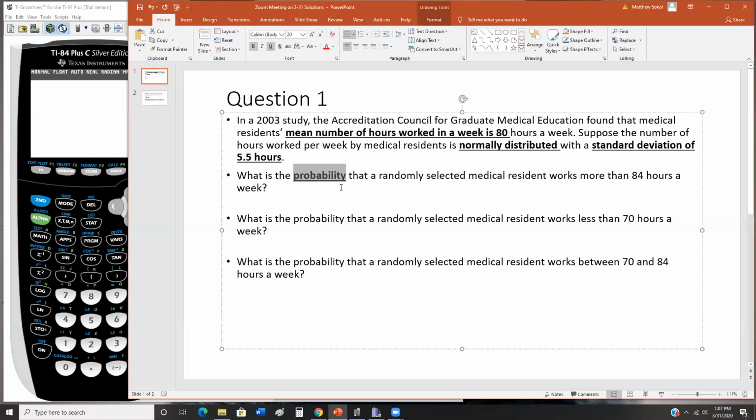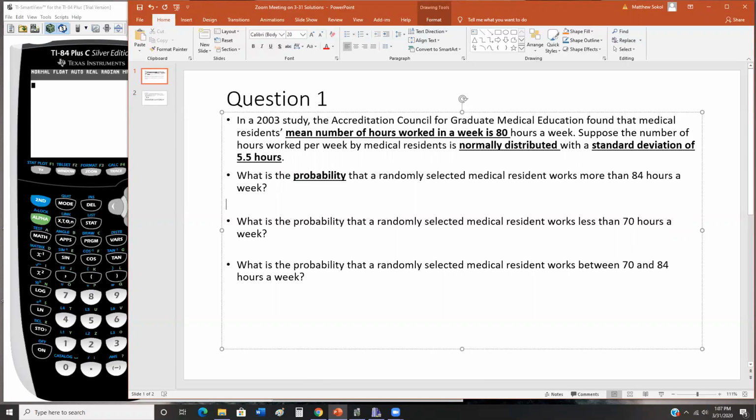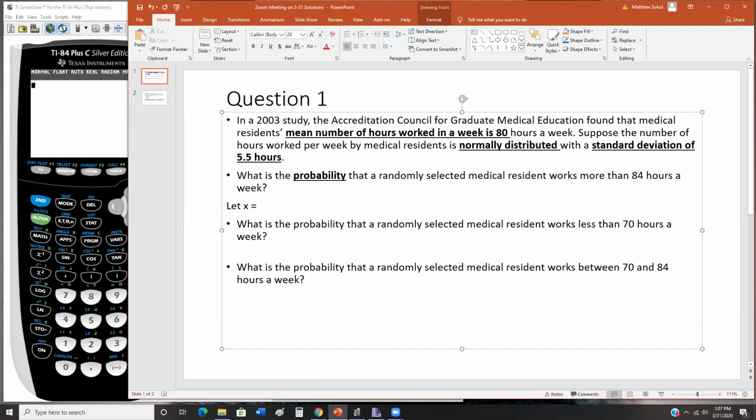If I grab a doctor at random, do I know how many hours they're going to work per week? No, I have no idea, right? That's just a randomly selected doctor. So I'm going to define this variable: I'm going to let the random variable x be the hours worked per week by a medical resident.